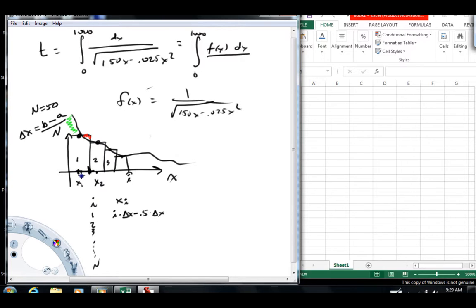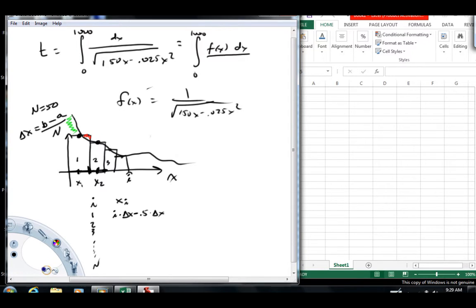Let me check the second one. 2 delta x would put you to here. Come back half of a delta x, and that would put you right here. In general, i times delta x will put you at the right-hand side of any rectangle. And then if we come back left half of a delta x, that'll put us at the center of the rectangle.